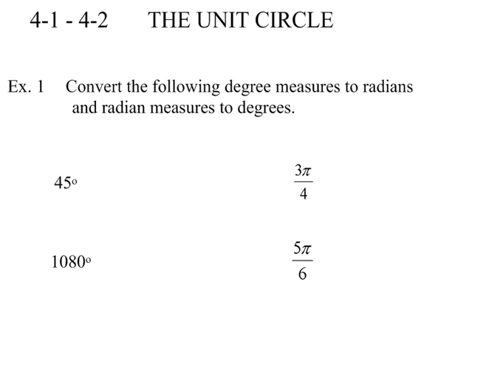So first example says convert the following degree measures to radians and radian measures to degrees. So these two on the left are degree measures. We're going to convert those to radians. These two on the right are radian measures. We're going to convert to degrees.